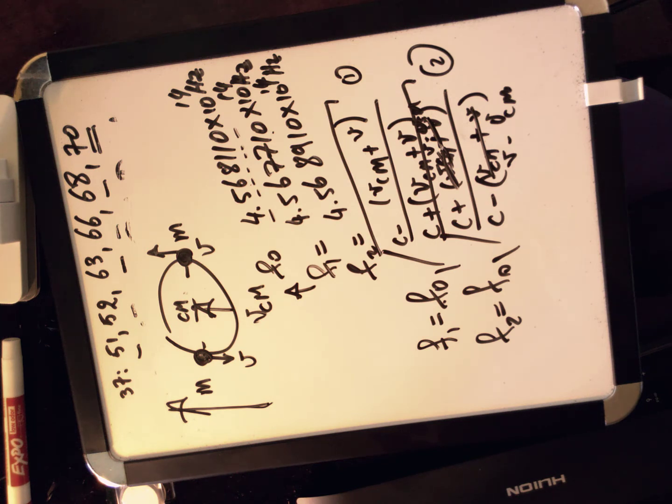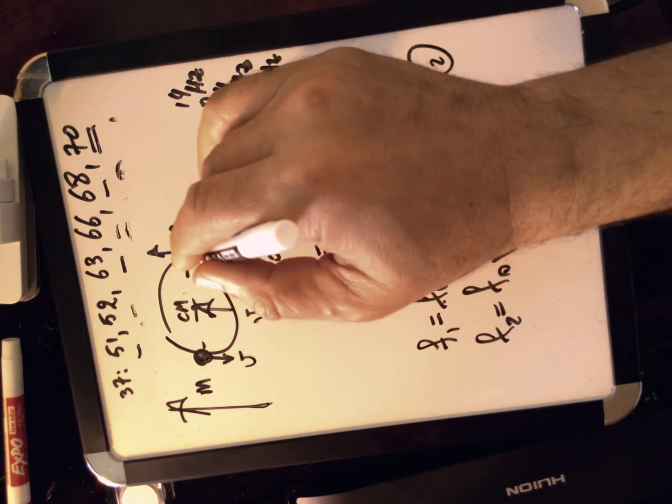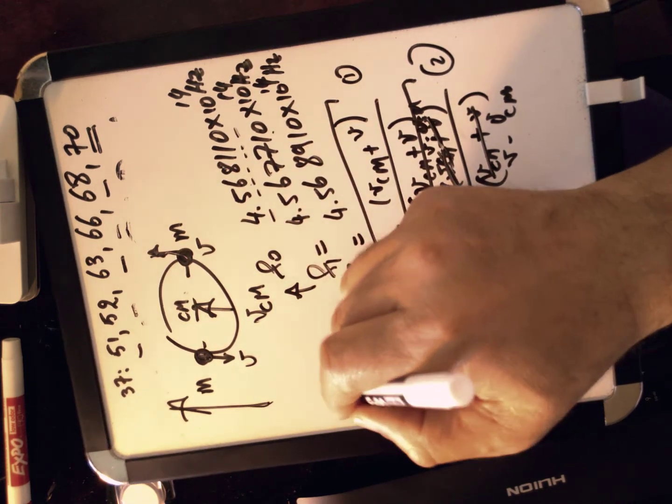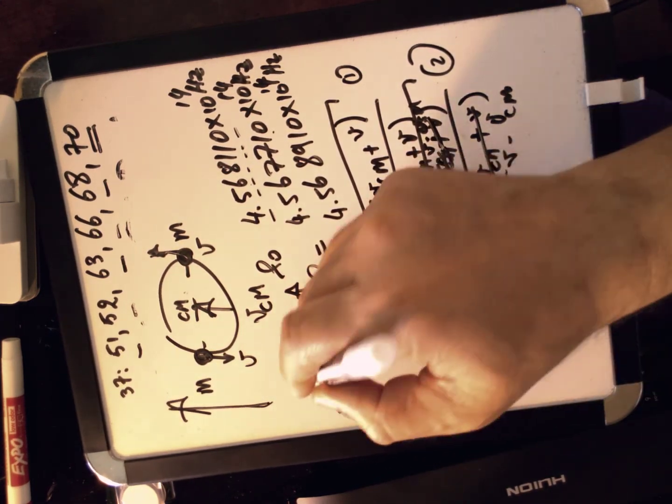Now they tell you the light from each star in the binary system varies from its maximum frequency to its minimum frequency in about 11 days. So we know in 11 days this is max, and then it's going to come back in here. So we know the period of revolution is 11 days.